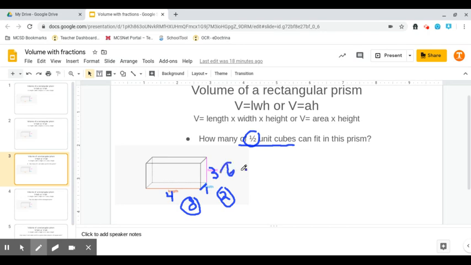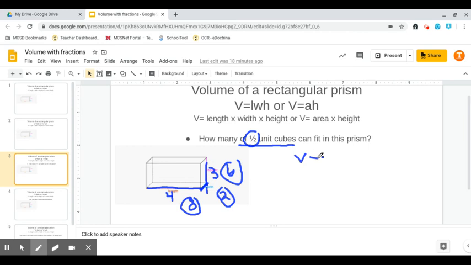6. Because half of 6 is 3. So I can make 8 cubes going this way. I can have 2 rows going back. So 8 cubes there, 2 rows there, and I can stack them 6 on top going up.